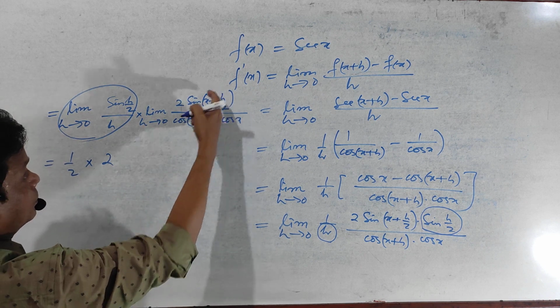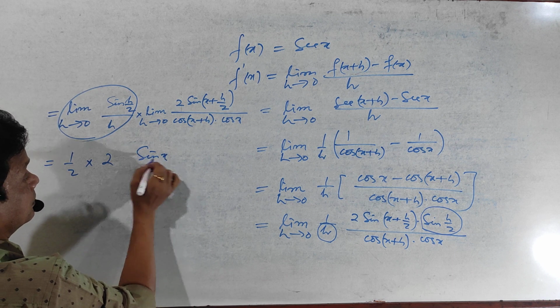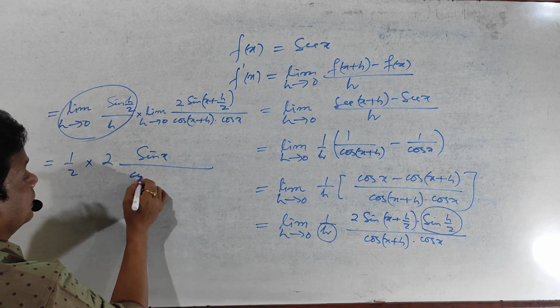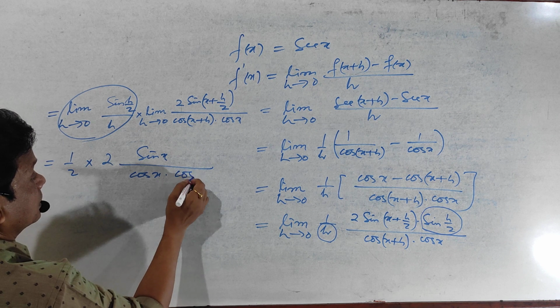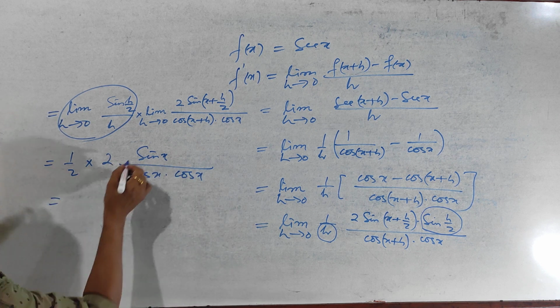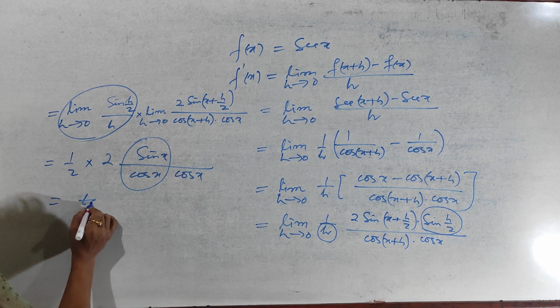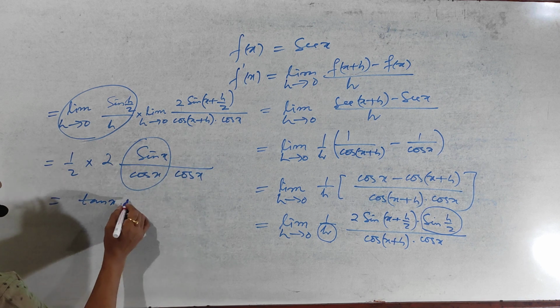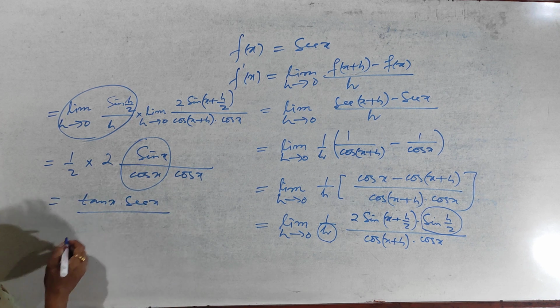Put h is equal to 0. This will be sin x. Put h is equal to 0, it is cos x into cos x. So 2 cancels out, and this becomes tan x. And 1 by cos x is sec x. So the answer is tan x into sec x.